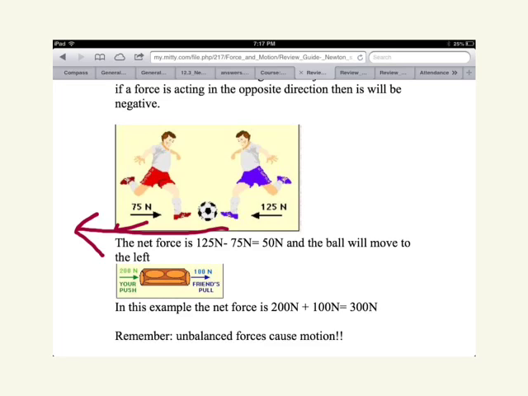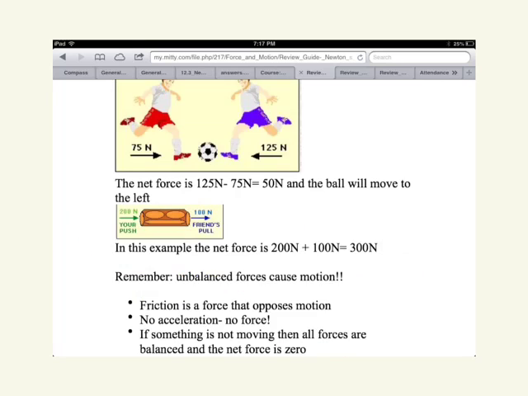If you look at the example down below, this one right here, two people are pushing, or one is pushing rather, and the other is pulling on this object. So the combined force is 300 newtons and the object is going to move along that way. The most important thing to remember is that unbalanced forces cause motion.